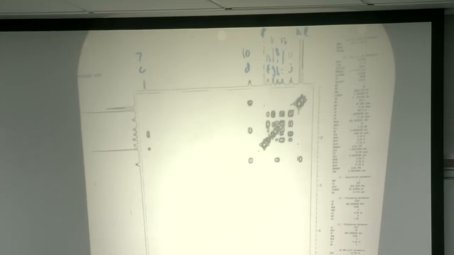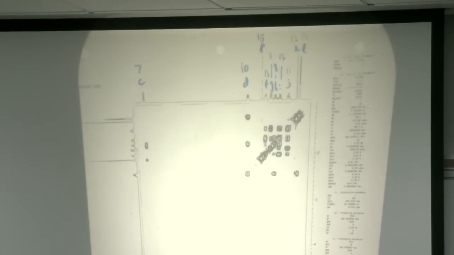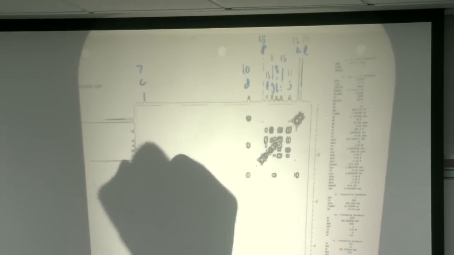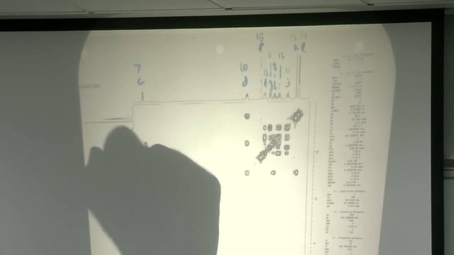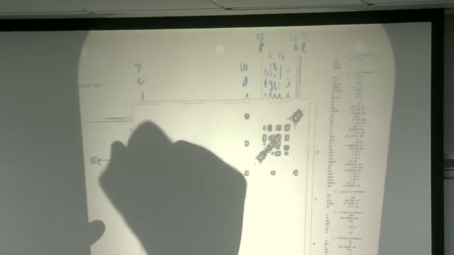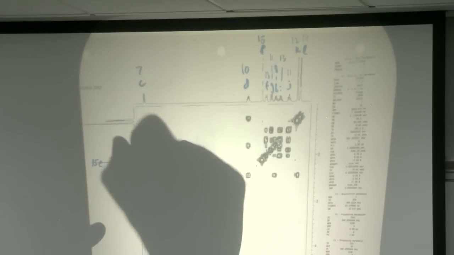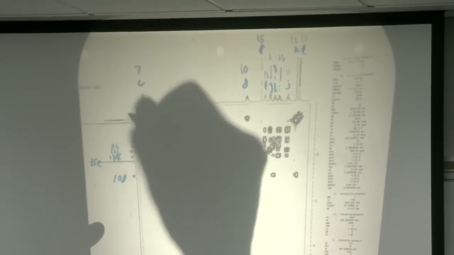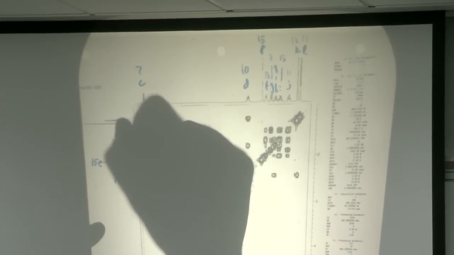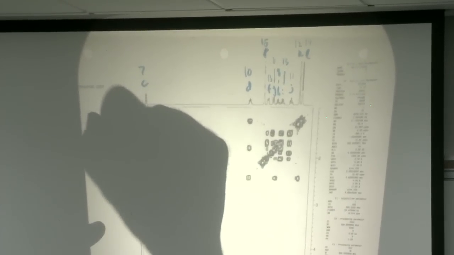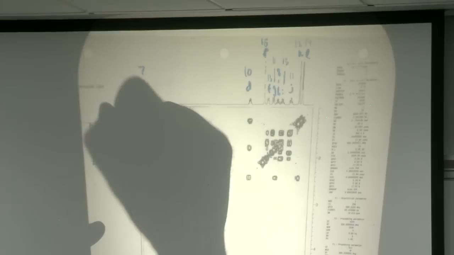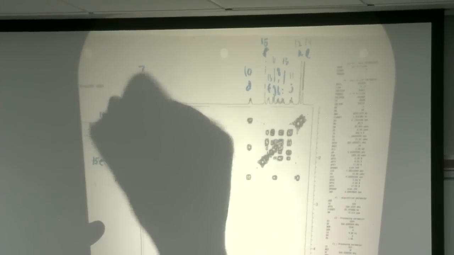And let's see, so that's 15E up there. So let me just go ahead and we'll do 7C, 10D, 15E, 13F, 11G, 8H, 13I, 11J, 12K, and 14L.